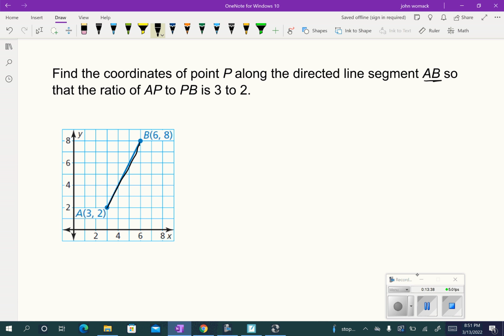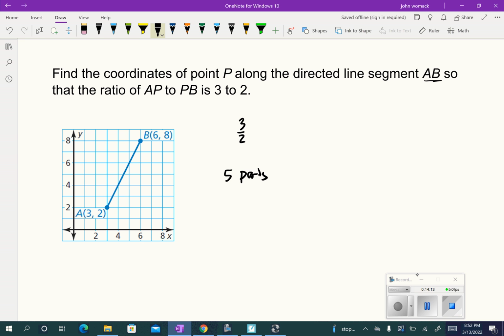So somewhere along this line, you've got to put a point P. I don't know where it's at, but you've got to put a point P where the ratio comes out to be 3 to 2 when you compare them. So here's how we're going to do this. If I have the ratio 3 to 2, what that means is I'm going to divide the line into 5 parts. Because I'm going to go 3 parts and then 2 more parts. 5 parts total.